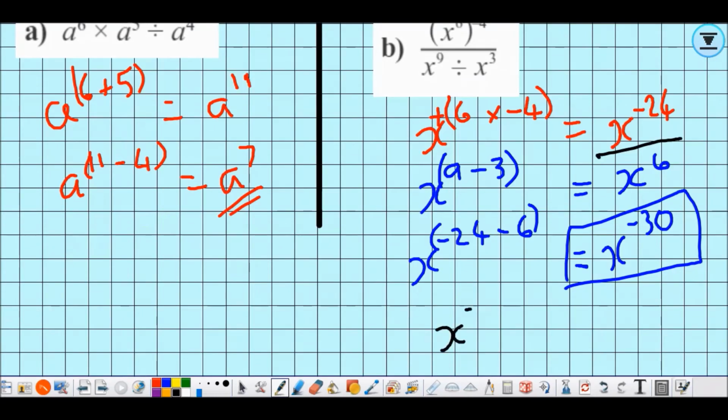Remember, it's x to the power of negative 30, and I don't really like leaving it as a negative power, so we could put that as 1 over x to the positive 30, and that would be my correct answer. Both answers are correct, but it's a nicer way to leave that answer, instead of a negative power.